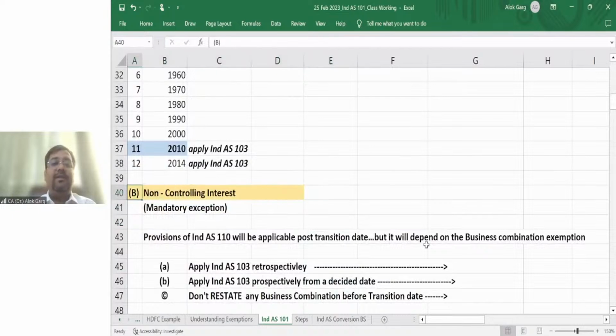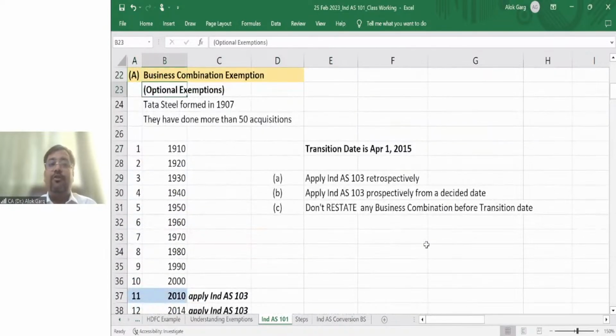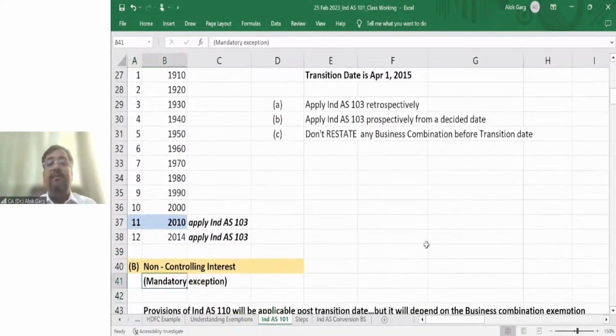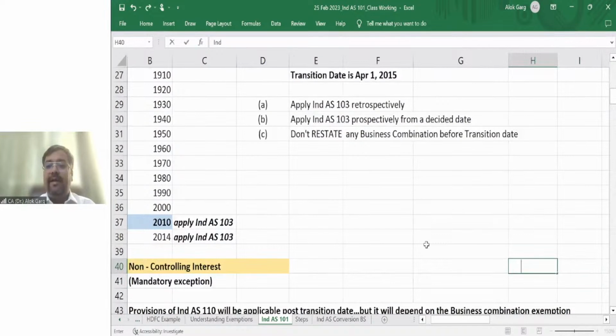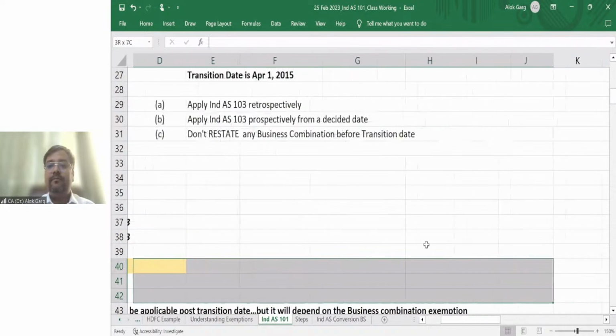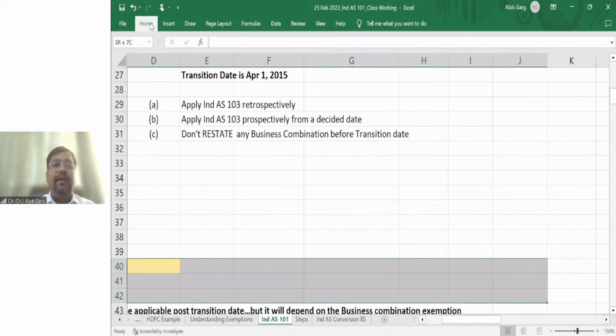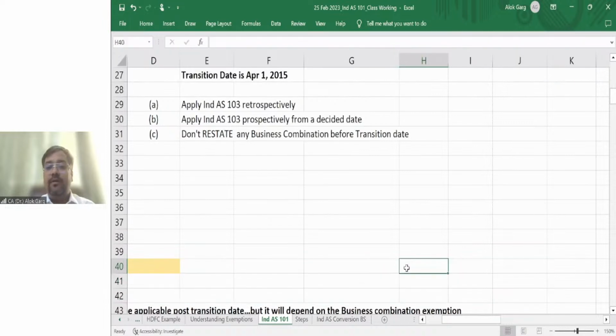Second, this was your optional exemption. Optional means it is at your choice. Second is mandatory exception. What is meant by mandatory exception? Right? Friends, you know that Ind AS 103 is your acquisition date standard. It is the acquisition date standard. Whenever you are acquiring any company, then this standard is applicable.